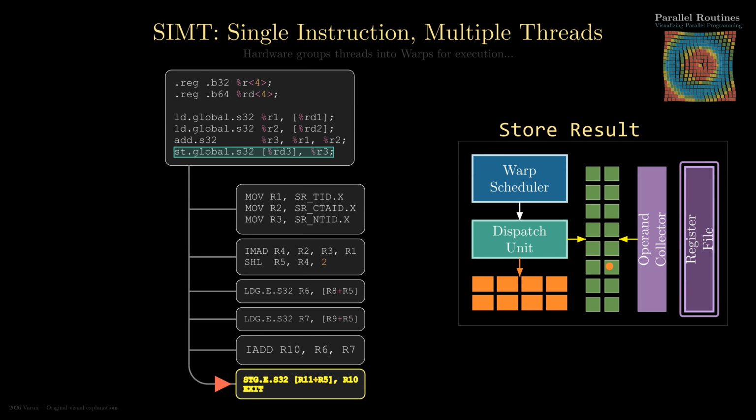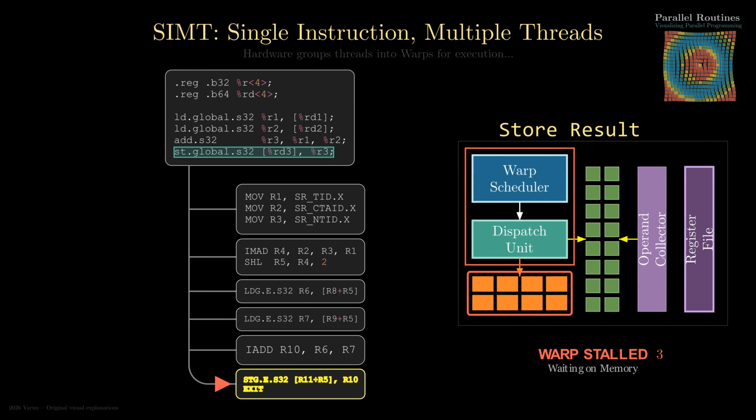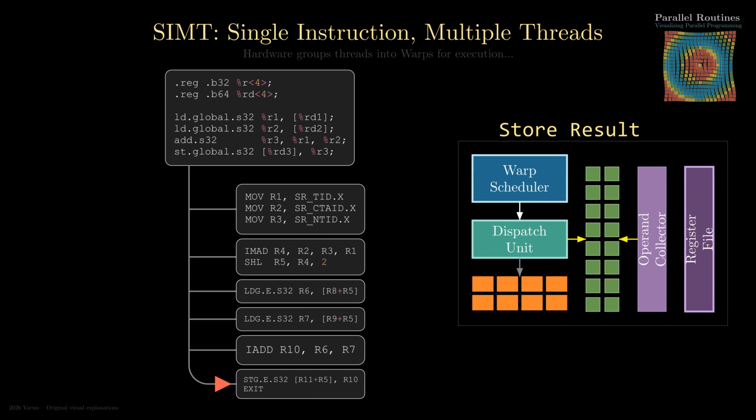Finally, we store the result. Each thread's address and data route through the load store units back to global memory. The write posts asynchronously, freeing the warp to continue.